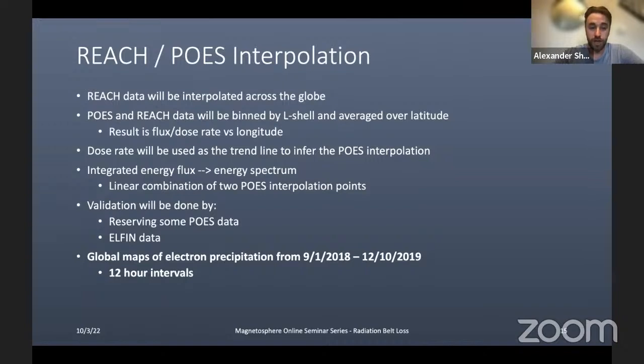And we should, at the end of that, have global maps of electron precipitation from September 2018 to December 2019 in 12-hour intervals. And that time period is chosen because that is when the XW coverage is complete.